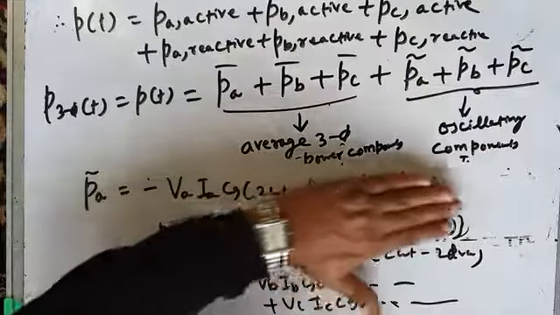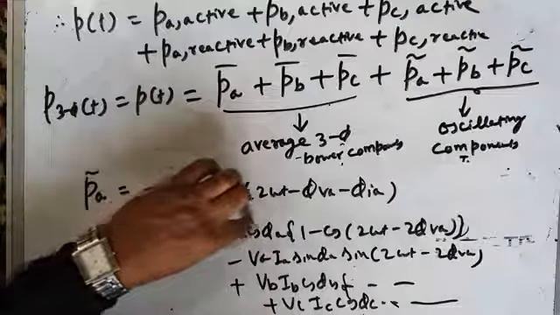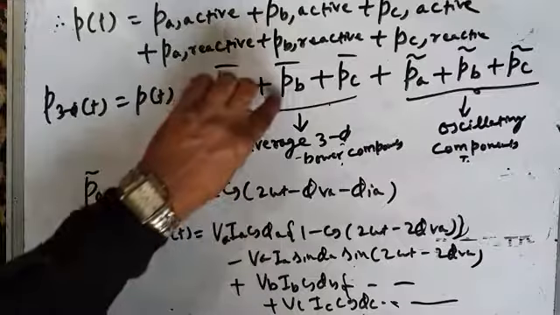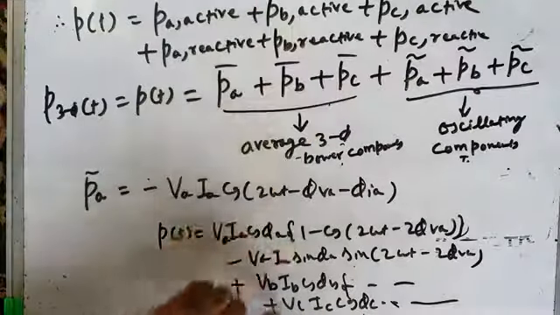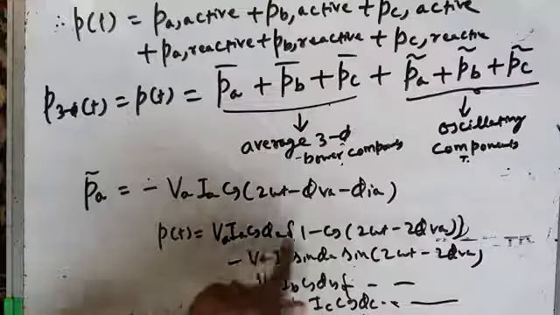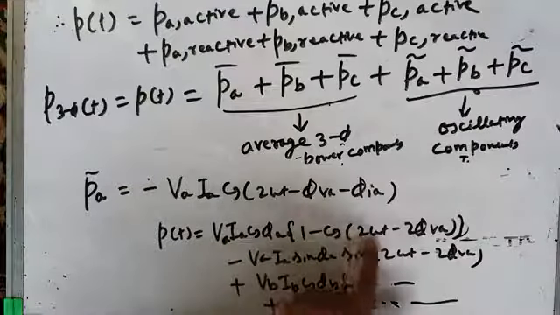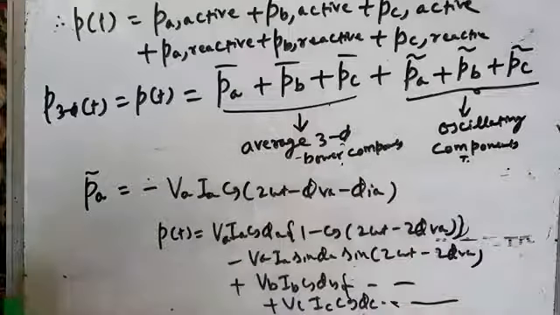Active power also now has two terms. One is the average. Average in phase A is VAIA cos phi A, that is equal to PA. Similarly, average in phase B is PB, which is VBIB cos phi B. Average power of phase C is PC, which is VCIC cos phi C. Plus there is an oscillating term also. Where is that oscillating term? That is this, minus VAIA cos of 2 omega t minus 2 phi VA. It is the oscillating term.